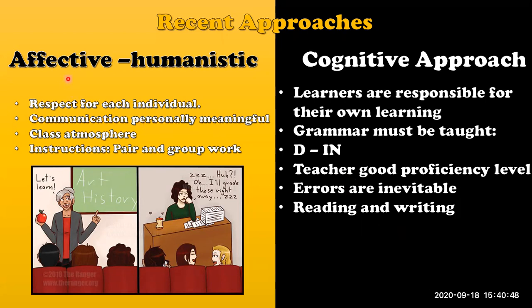On the other hand, we have the affective and humanistic approach. This is like giving real importance to the student, like they are really human beings who need attention. We need to provide a nice language environment in which they can feel good with the teacher and with all the activities that we provide. So something like respecting each individual, that communication is really important, but in which we consider the person, the human being, as something meaningful, and there is a lot of pair and group work.